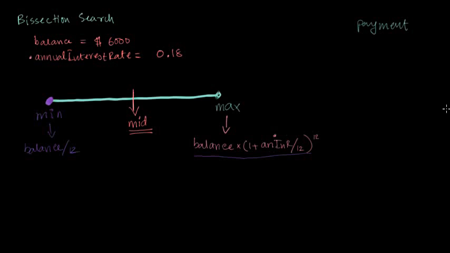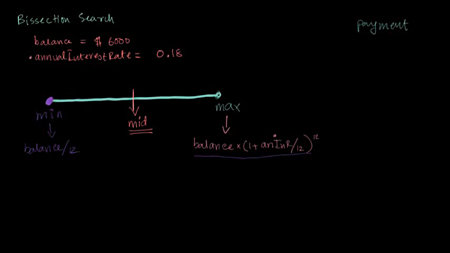So we know the minimum, we know the maximum, and what we're going to do is evaluate the mid, right? We continuously take a look at the middle section and see if that is enough for us to pay our way through the year, the minimum amount that we pay per month, and have no balance remaining at the end of the year.